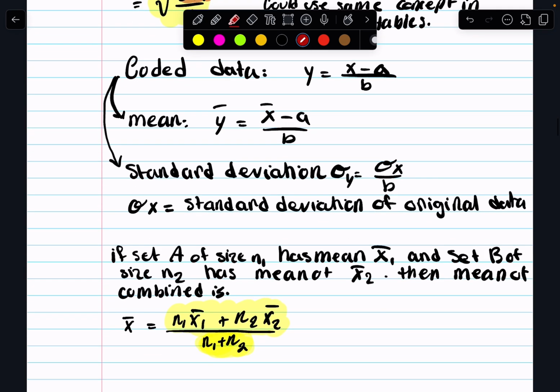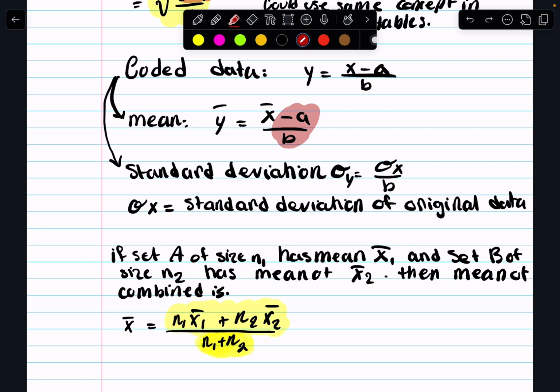Coded data, so if I have, for example, y equals (x minus a) over b, my mean of y is going to be (mean of x minus a) over b. So as you can see, my a and b still exist here. So you do everything, you just find the mean of this minus the constant over the other constant, okay?